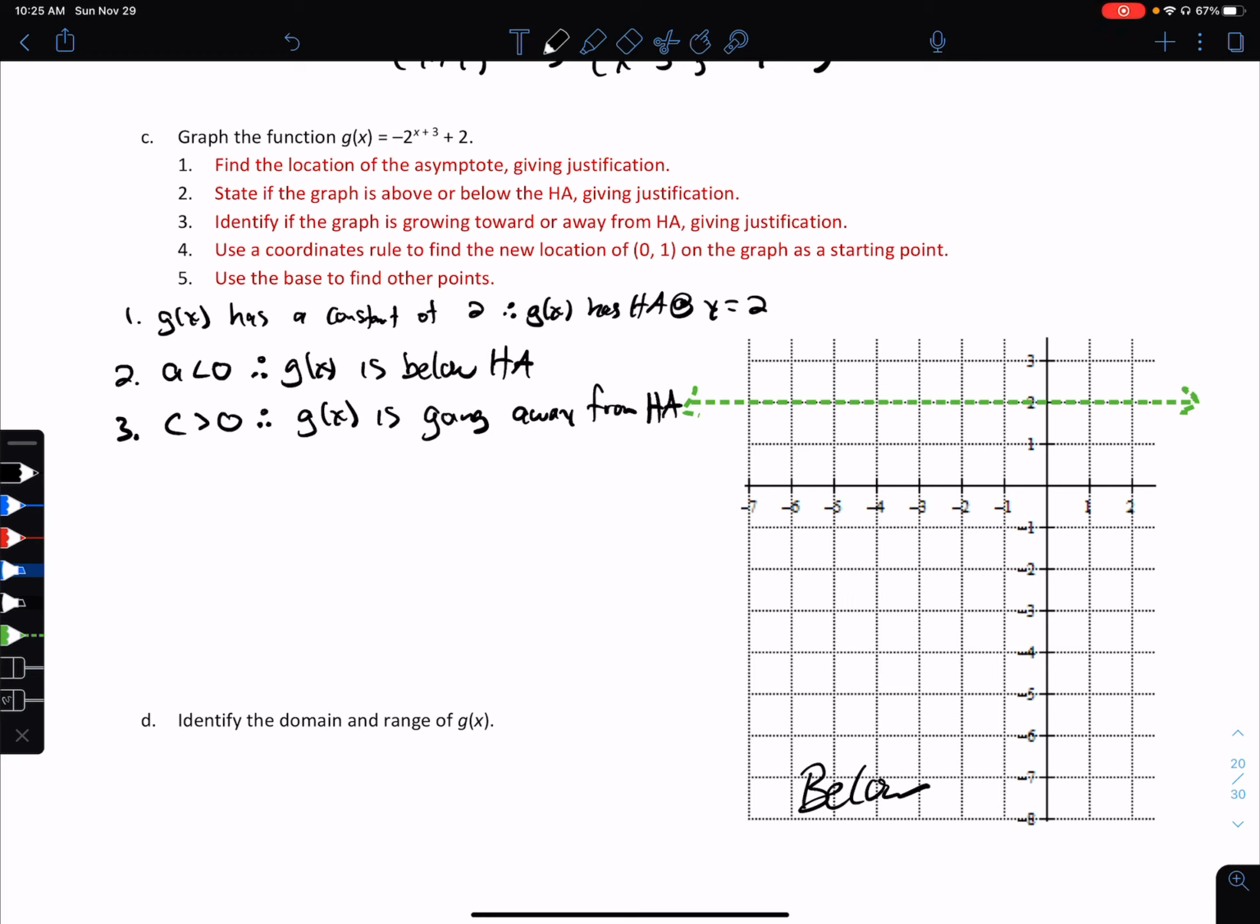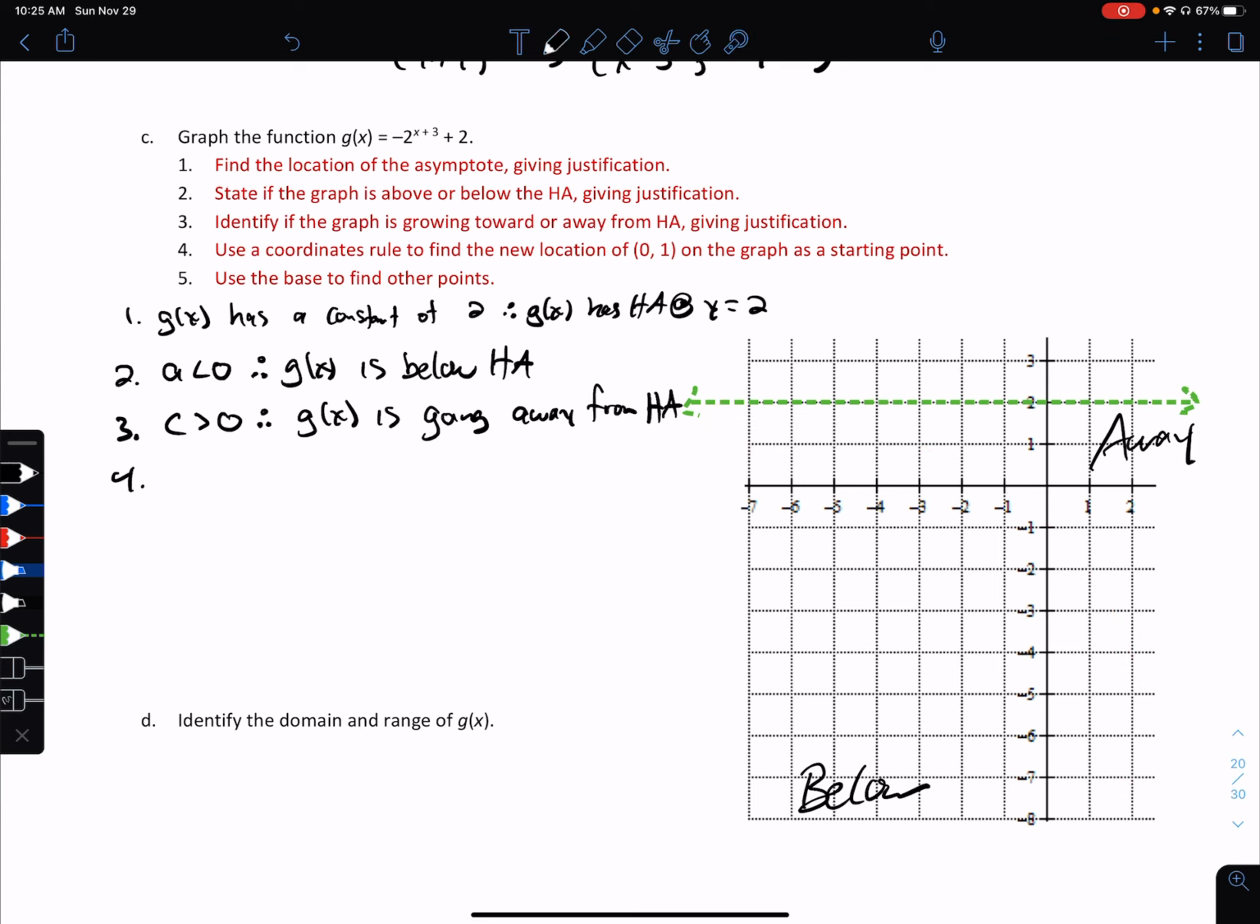So if it's going away from the horizontal asymptote, I'm just going to write over here on the right, this is supposed to be growing. Actually, I'll just put it up here. Supposed to be growing away from the horizontal asymptote as you go to the right. So right now, we should know the general shape of this is going to be like this. We just got to figure out where that curve is going to go.